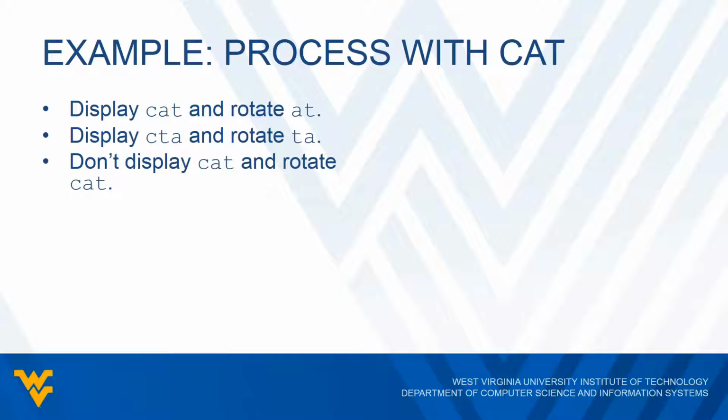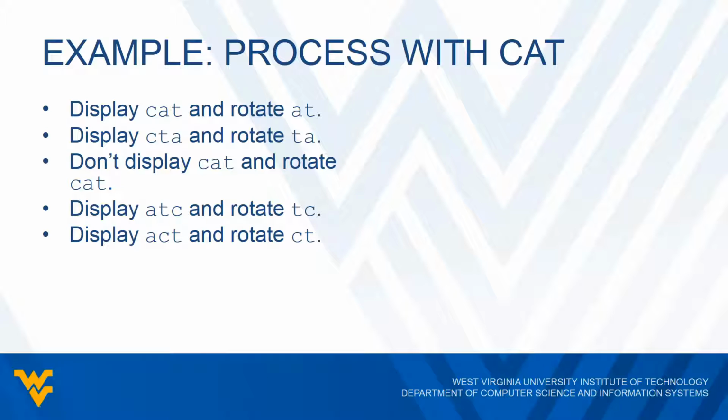So we'll actually rotate all of cat. So that means we would move the C over to the end. So that means we would have ATC. So we'll display that. And then we will deal with the rightmost two characters. So we'll rotate TC. So that means we would get ACT. So then we would rotate CT. And that means we would get ACT again. We don't need to display that.